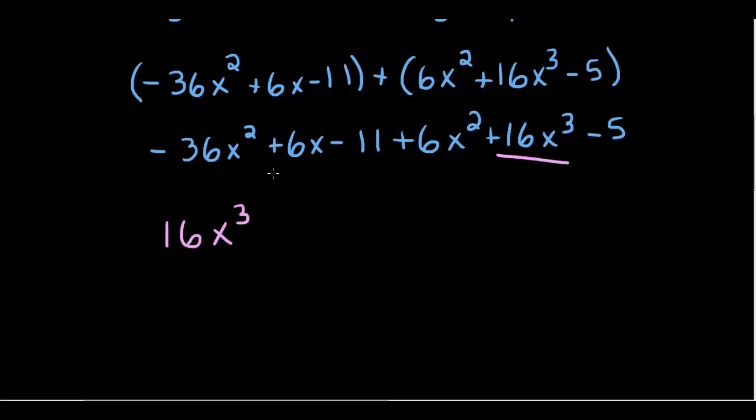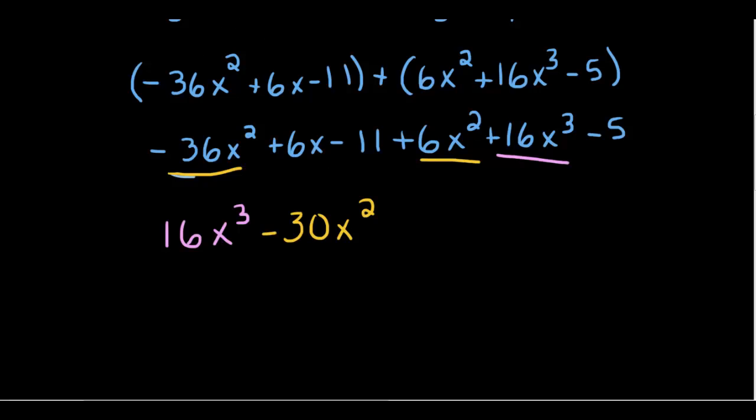Now, let's take a look at the x squared. I have, let me use another color, I have this one and this one. So I'm going to combine those two. Negative 36x squared plus 6x squared is negative 30x squared.